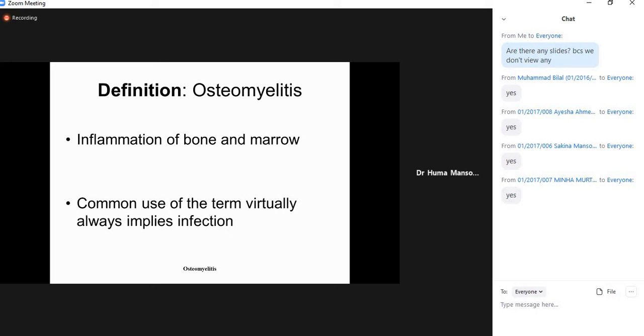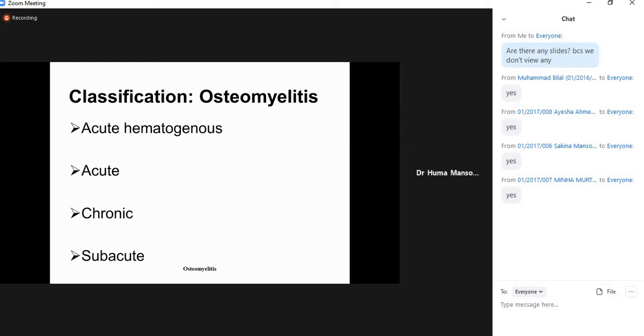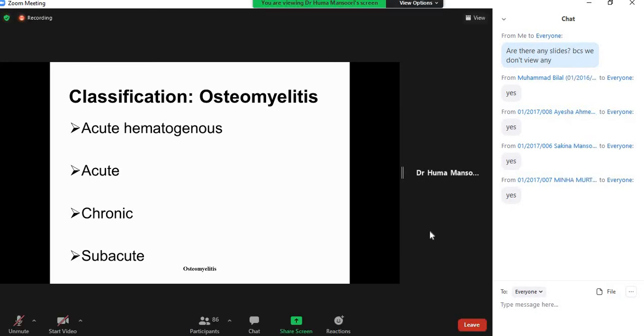The causative organism could be anyone from bacteria to viruses to parasites to fungi. But bacteria are the most important one, and in our population, after the bacteria, mycobacterium comes second. So bacteria is the most common cause of osteomyelitis. Okay, remember that. So what are the routes? It could be acute, chronic, or subacute. We're going to talk about it later on.